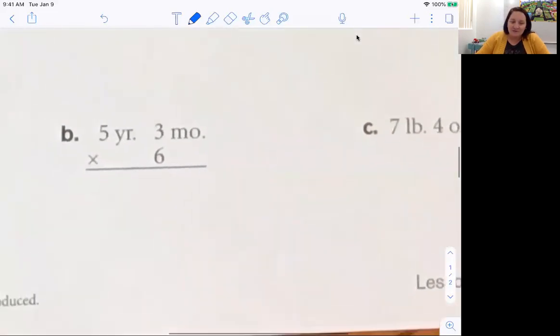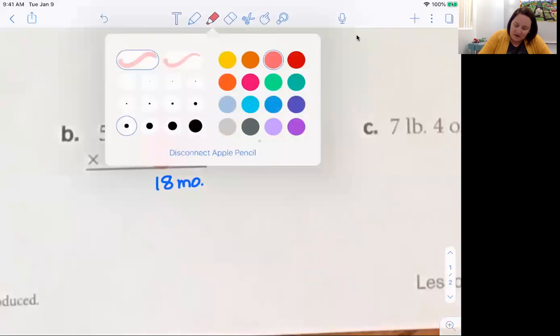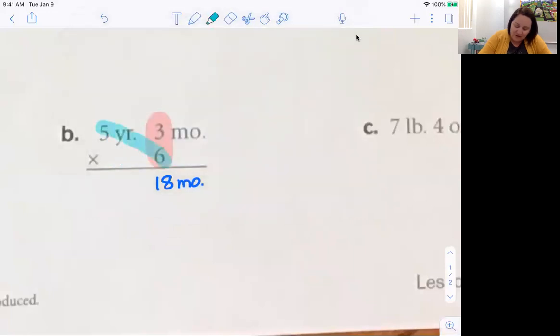Okay, letter B. We are multiplying here. So the first thing we have to do is multiply this one's place, or the month's place, right? What is 6 times 3? 18. 18 months. Right? And then we have to multiply the tens place, or the years place. 5 times 6. 30. So I have 30 years, 18 months.